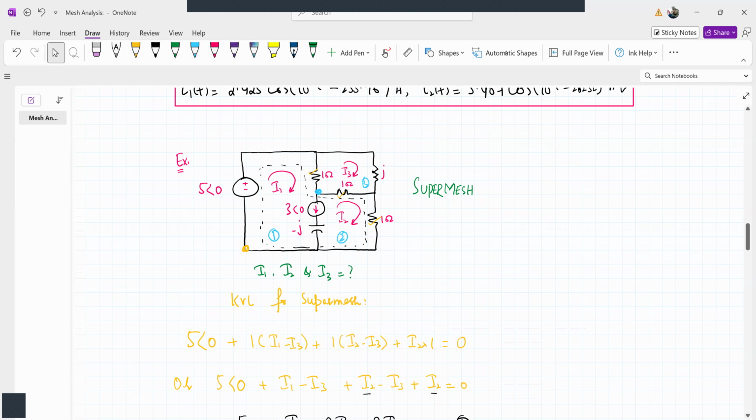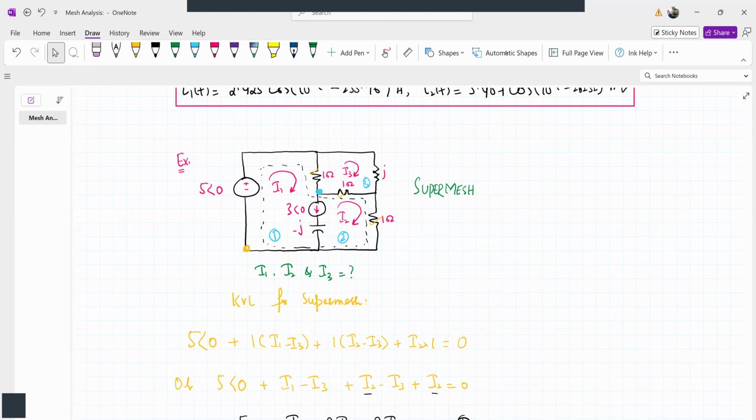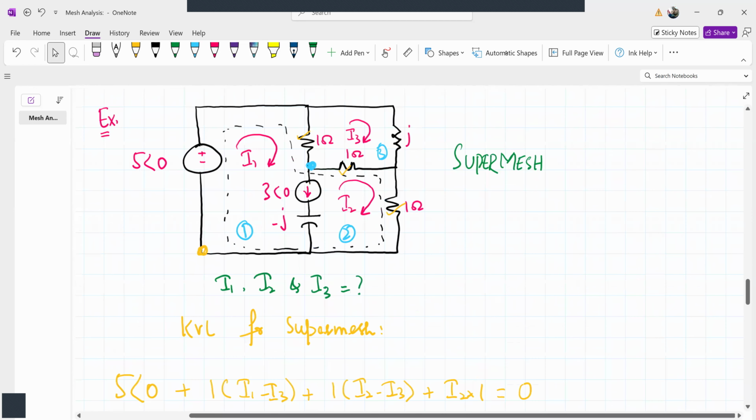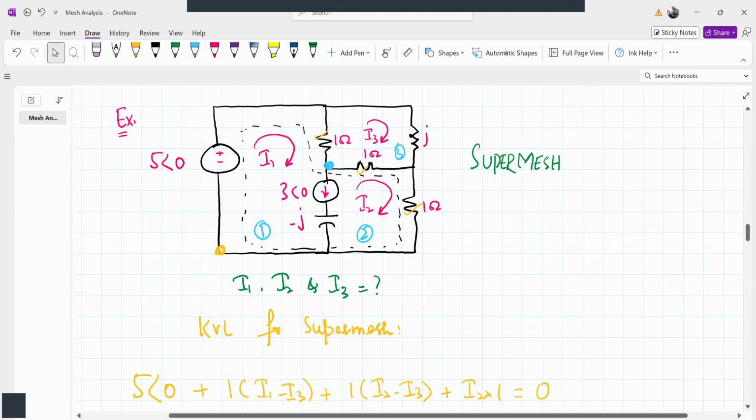And in this, we also learned the concept of supermesh. A supermesh is simply a combination of two or more meshes. All right. So I hope you have understood the concept. Let me end this session here.